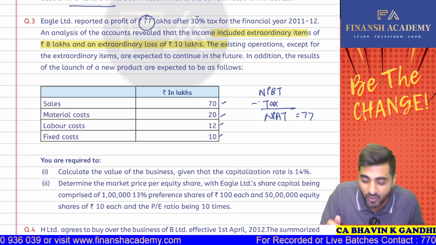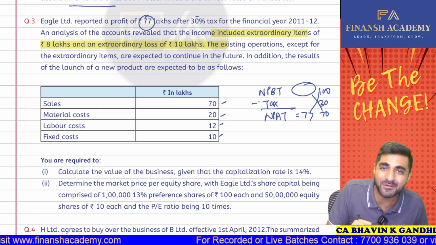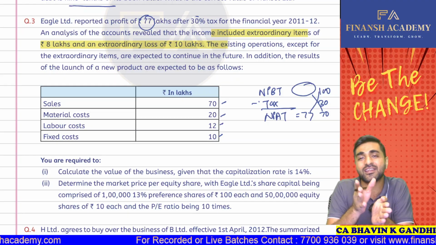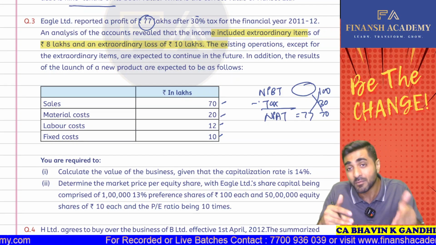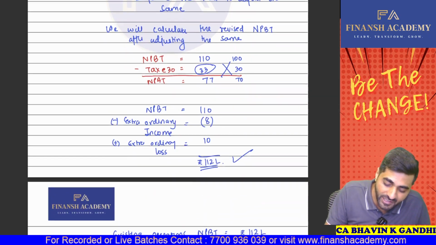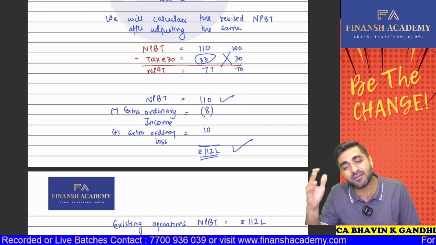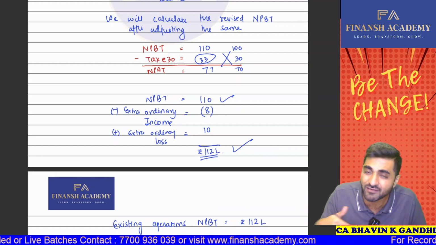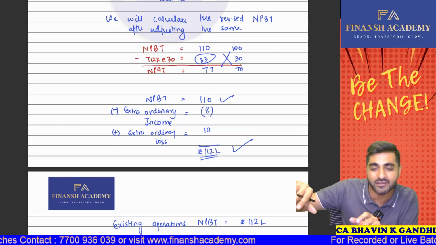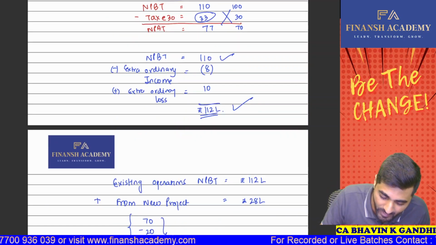But my dear students, if suppose this is 100, this is 30, this is 70, first we need to calculate your NPBT. This NPBT has extraordinary income and extraordinary loss in it. We need to readjust it because we cannot use this for valuation. From this 110 lakh of NPBT, I've subtracted the extraordinary income and added back the extraordinary loss, because this profit had extraordinary income that I want to eliminate. So eventually I got 112 lakhs.